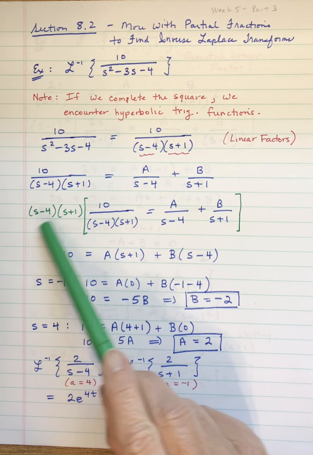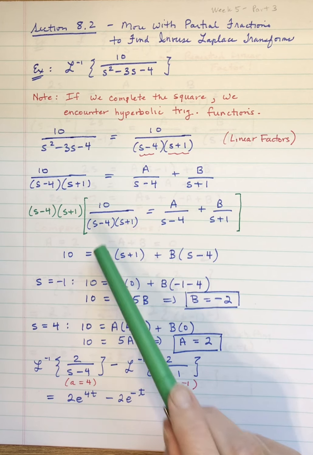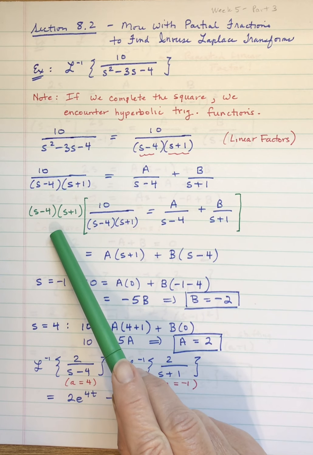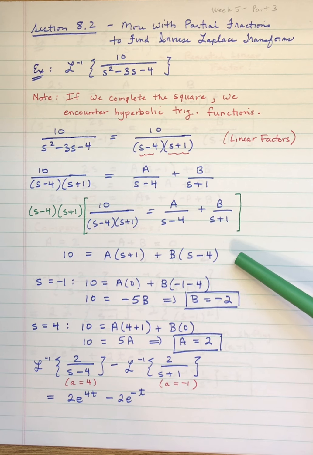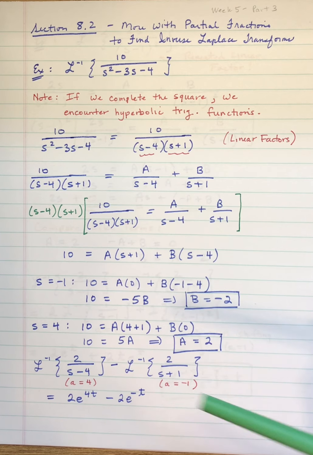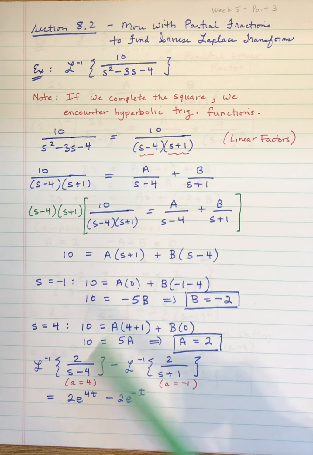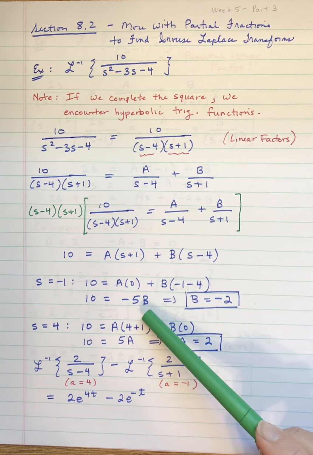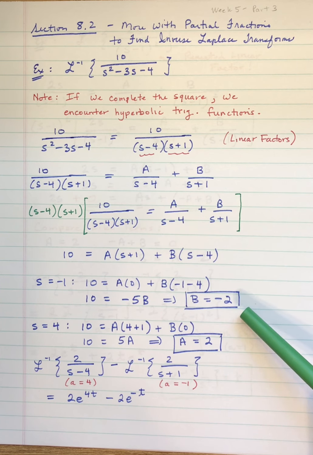Here the whole denominator cancels, you're left with 10. Here the s minus 4's cancel, so a gets multiplied by s plus 1. Here the s plus 1's cancel, so b gets multiplied by s minus 4. So again, when you have the linear factors, you can just substitute in the numbers that make each factor 0. So if I put negative 1 in here, that term goes to 0. Here we have minus 1 minus 4, which is minus 5b. We still have 10 on the left, so b is negative 2.